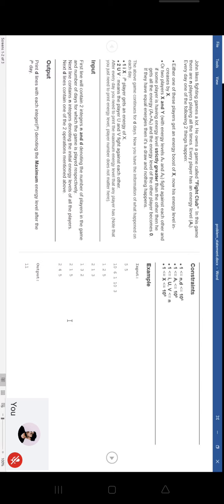Here it says the value of n and d will remain within the range of 1 to 10 to the power 5. The energy level will remain between 1 and 10 to the power 9. The values of u_i and v_i will remain within the range of 1 to n, and the energy boost represented by capital X will remain within the range of 1 to 10 to the power 9. So just write down the program in C language.